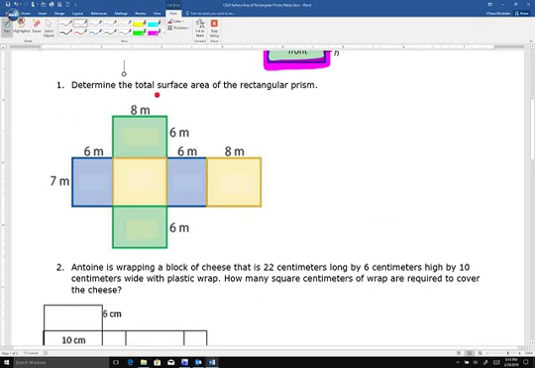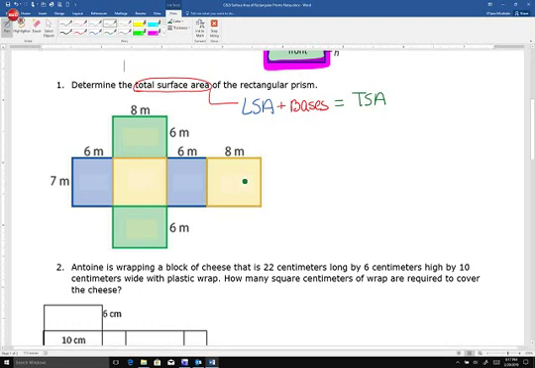So example number 1 says determine the total surface area of the rectangular prism. So total surface area means we are going to be finding the lateral surface area plus the bases, and together it will give us the total surface area. I use acronyms for lateral surface area and total surface area because it could get to be a pretty lengthy sentence if we were to use the whole words.